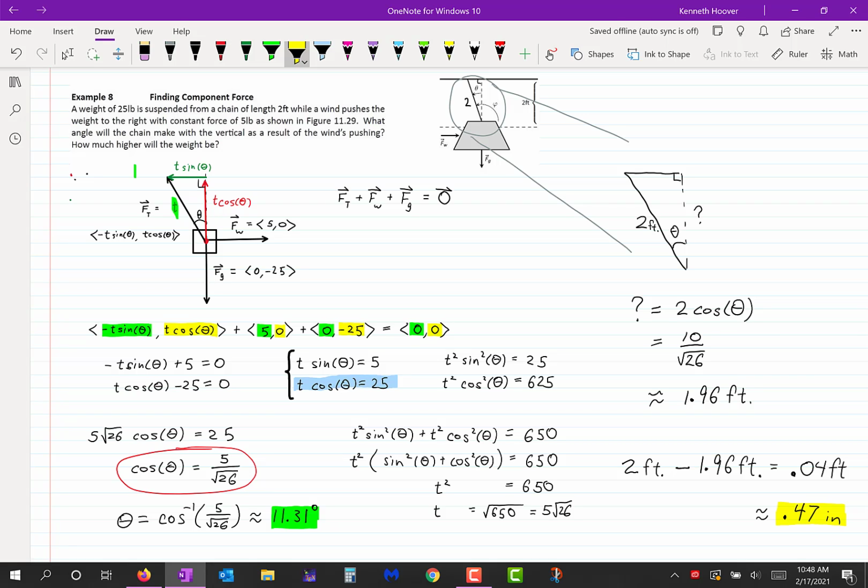Okay, so the angle that they asked for is about 11.31 degrees, and the distance, how much higher the weight will be, is about 0.47 inches. These are very, very good problems to get you used to working with vectors. It is going to be important. Vectors are going to be with us for most of the rest of the class, I expect. Okay, I hope that makes sense.